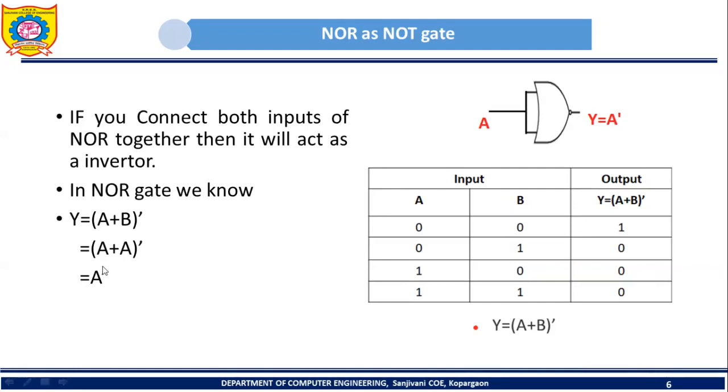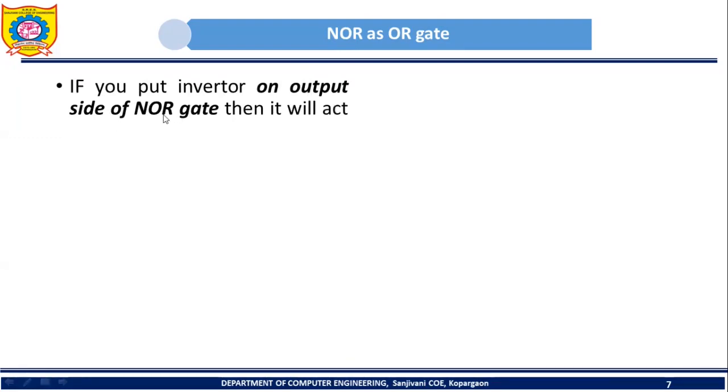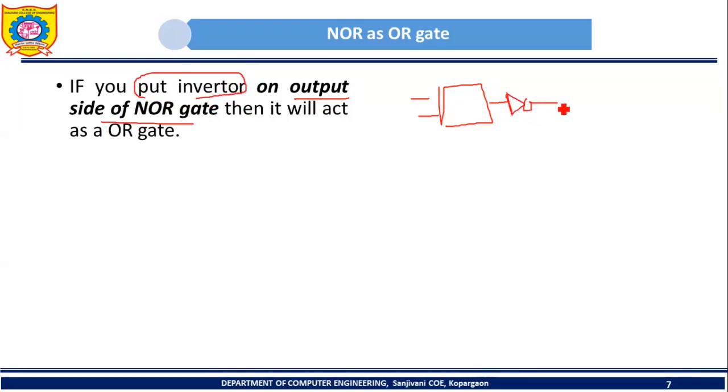Now let's see how we can perform OR operation using NOR gate. So it is very simple. If you put inverter on output side of NOR gate, then it will act as OR gate. So let's assume that this is NOR gate. Okay, it has two inputs, one output. So on output side of NOR gate, you should put one inverter. So let's put here one inverter. So this particular circuit is going to act as OR gate. So how it will happen? Let's try to understand it.